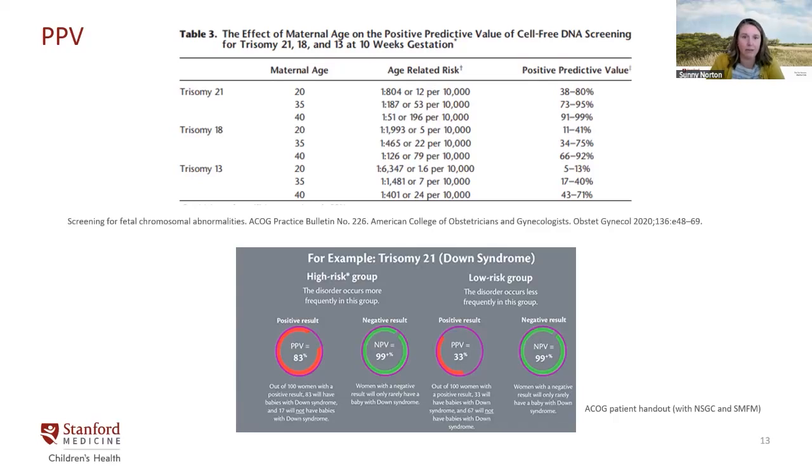And the bottom graphic here shows that in just another form from an ACOG patient handout, showing what positive predictive value might be depending on a low or high risk patient.